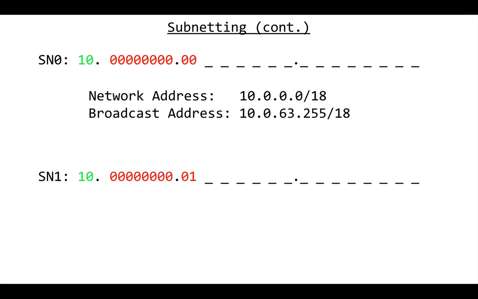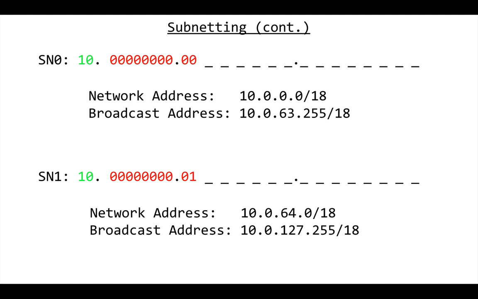Subnet 1, ends with the 1 down on the end. To get the network address, we set all the host bits to 0, which would give us 64 in that third octet and 0 in the last octet. And if we set all the host bits to 1, that would give us 127.255. So that's the network address and broadcast address for subnet 1. Of course, all the usable host addresses would be from 64.1 to 127.254. So one more than the network address and one less than the broadcast address.